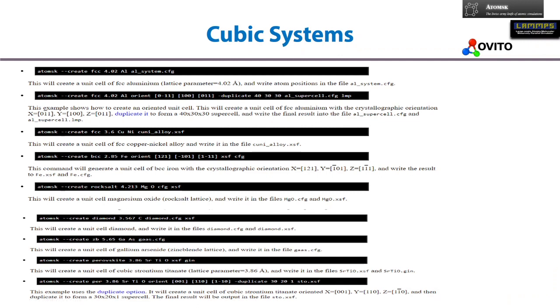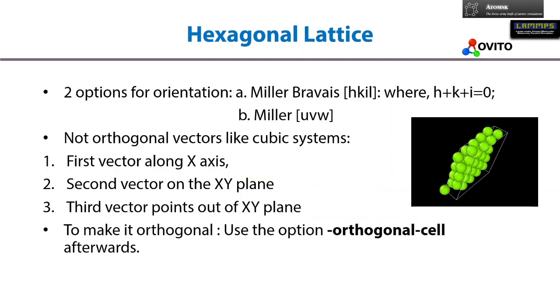So here there are a lot of examples for the formation of cubic systems, all of which you can find easily in the tutorial section of AtomSK. In the case of a hexagonal lattice, you see that there are 2 types of orientation. Firstly Miller-Bravais and secondly Miller.